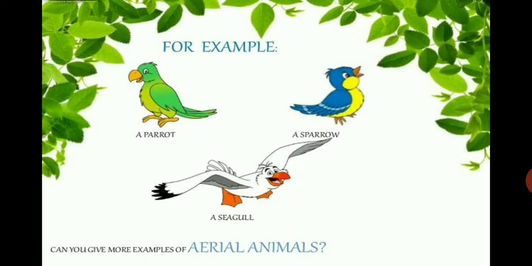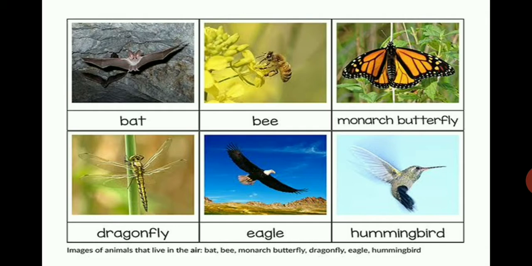So, I hope you understood that all birds are coming in the category of aerial animals like parrot, sparrow, seagull. In the same way, insects are also flying. So these are also coming in the category of aerial animals. Bat, bee, monarch butterfly, dragonfly, hummingbird, these all are aerial animals.